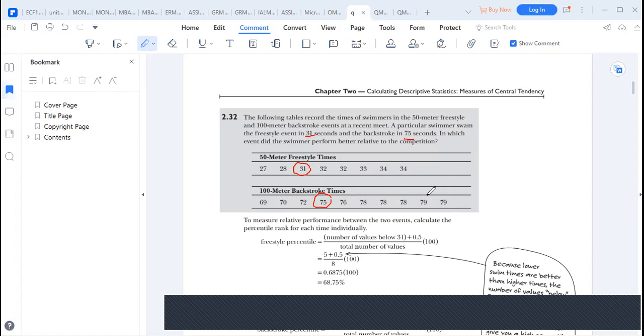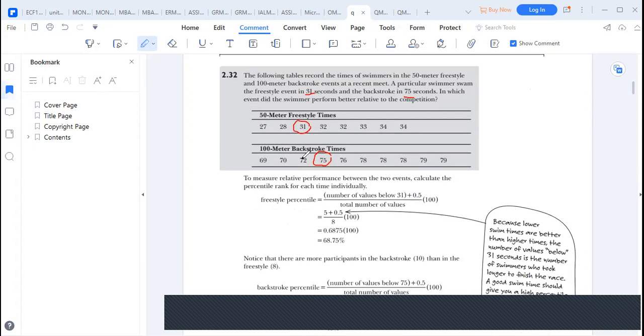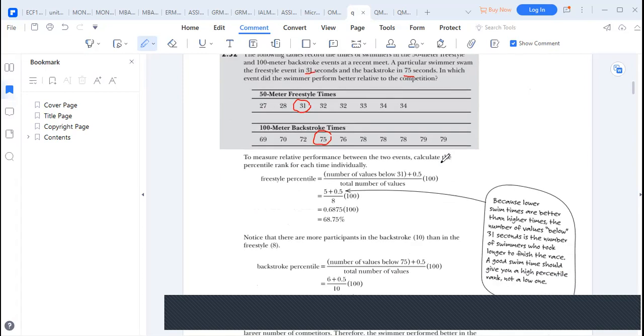So for freestyle, we have 1, 2, 3, 4, 5. These are the total numbers before the actual total figures here. So we have 1, 2, 3, 4, 5, 6, 7, 8, and then 1, 2, 3, 4, 5, 6, 7, 8, 9, 10. So we're going to use two relative figures, 8 and 10.